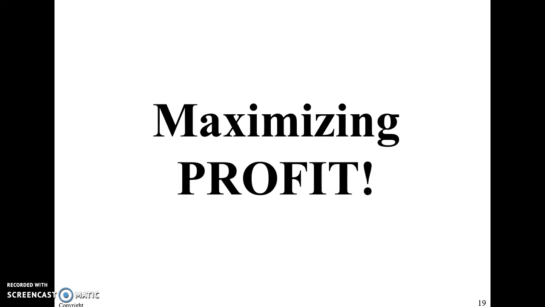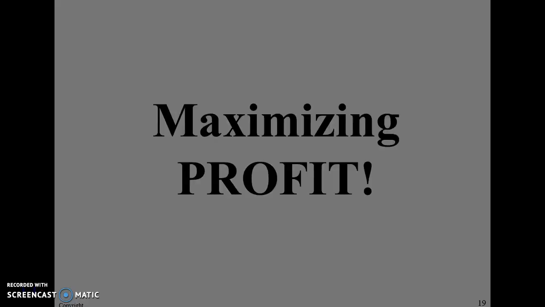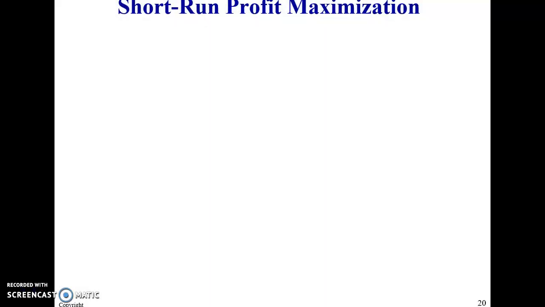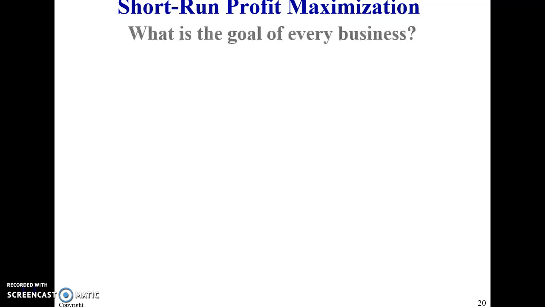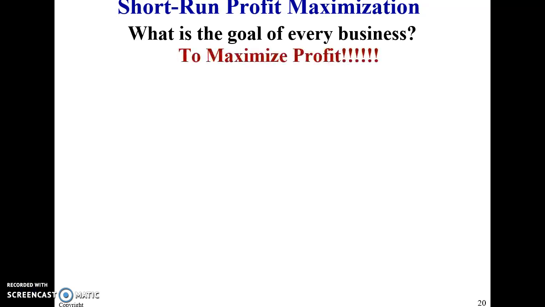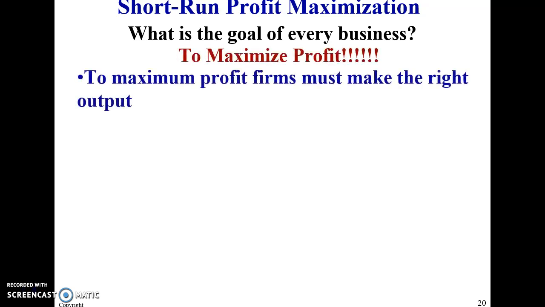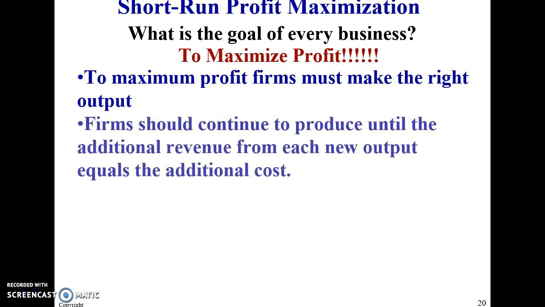So now let's go to maximizing profit. What's the goal of every business? Well, the goal of every business is to maximize profit. And they've got to figure out how much to produce. So firms should continue to produce output until the additional revenue they get from that additional unit of output equals the additional cost.